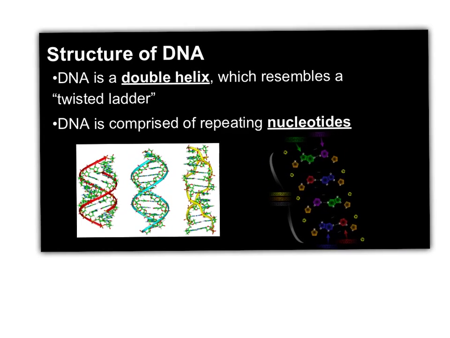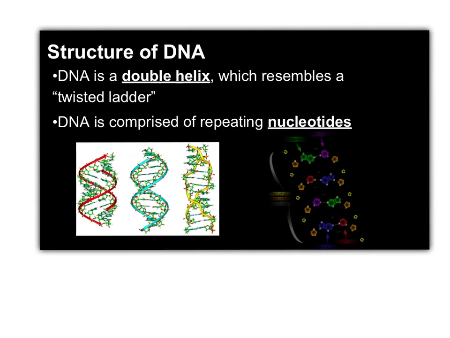Okay, the structure of DNA. We say that DNA is a double helix, which resembles that twisted ladder that you see here. Double meaning two, helix meaning that helical shape, that twisted ladder shape. And we say that the building blocks of DNA are nucleotides. We're going to break that down and talk about what those are. But nucleotides are what make that DNA.